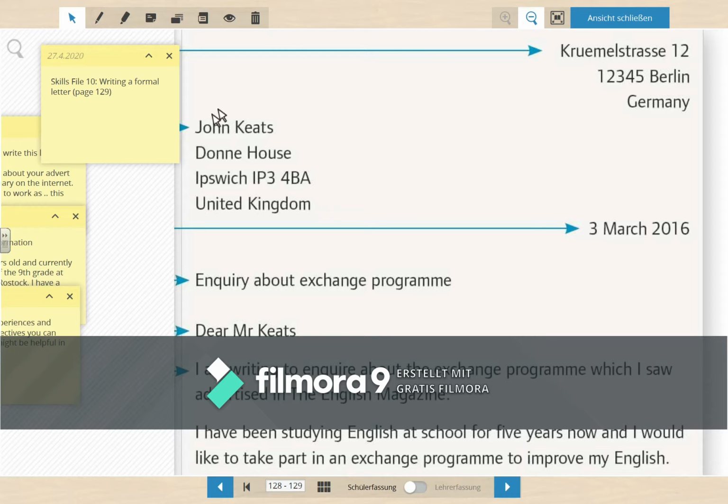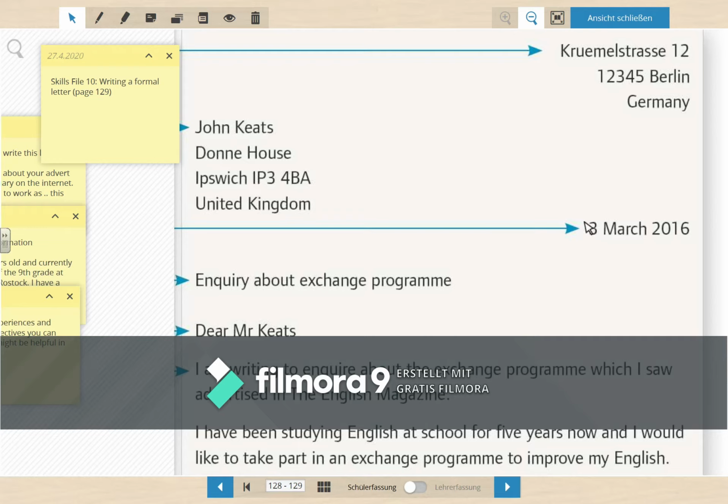You continue below on the left hand side with the address that you are writing or that you are sending your application to. Maybe you've got a name, then write this name. Here it is John Keats in the example, Don House in Ipswich. This is the city, and this is the postal code IP3 4BA, and also of course note down the country.